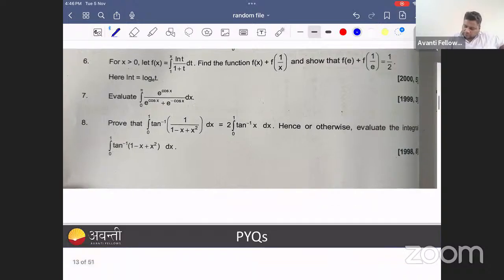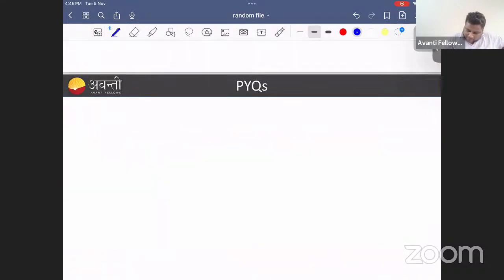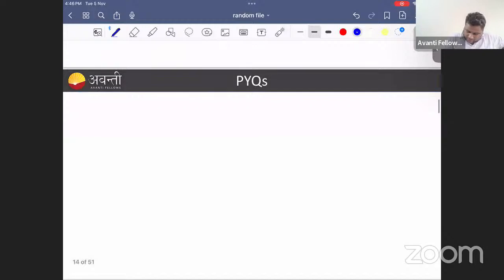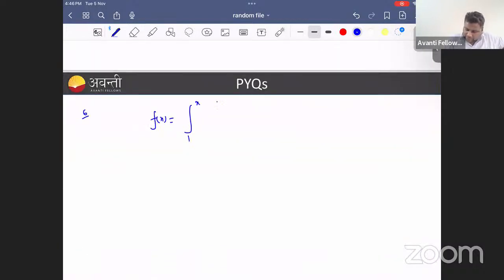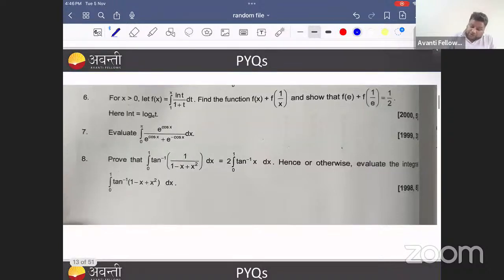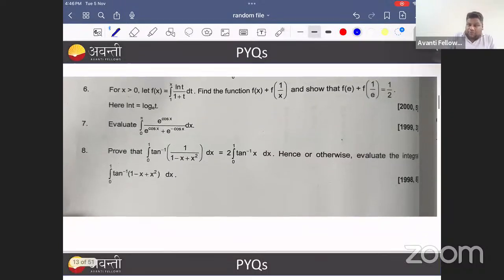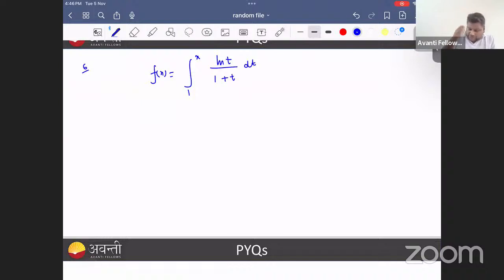See, fx is given to you as integration 1 to x ln t upon 1 plus t dt. Now they are asking for fx plus f of 1 by x. So first of all, let us see what is f of 1 by x. F of 1 by x will be 1 to x replaced by 1 by x. It is ln t upon 1 plus t dt.